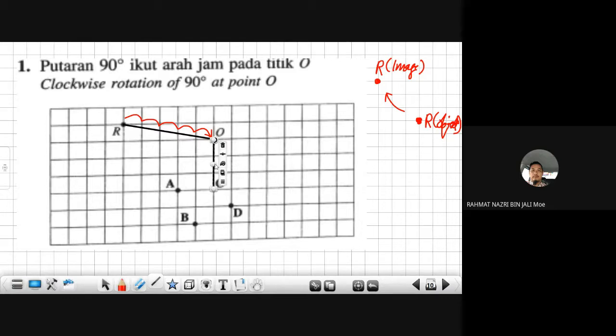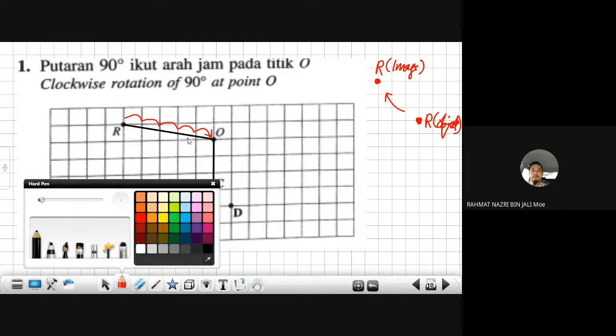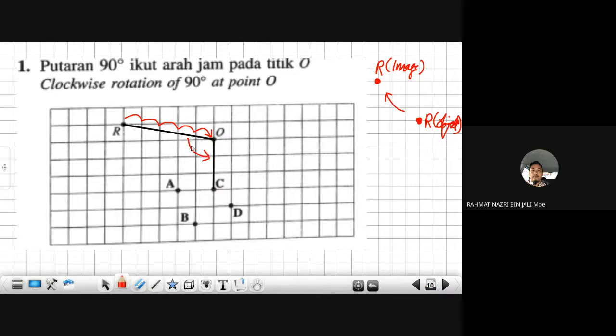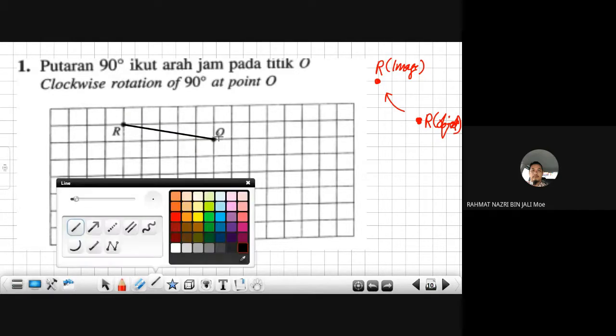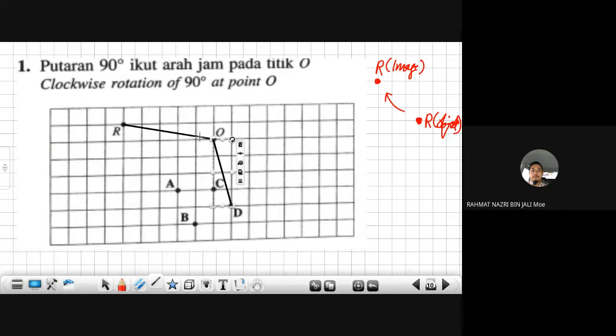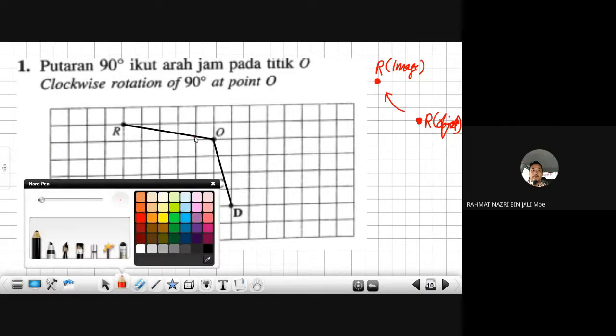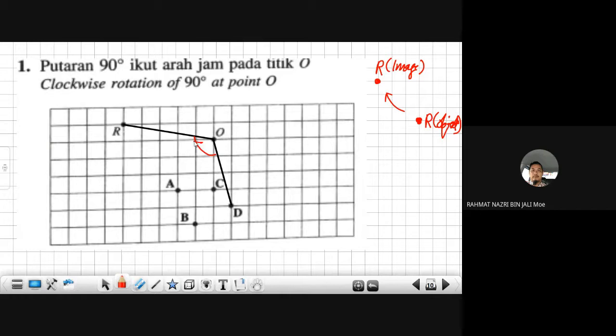Okay, C is not 90 degree. This angle is not 90 degree, and this angle is bigger than 90 degree. So C is out. Okay, now let me try with D. Okay, D also the angle is bigger than 90 degree. So D is out. Okay, now we try with A.